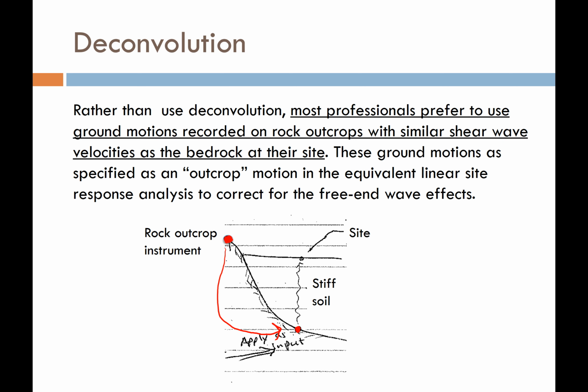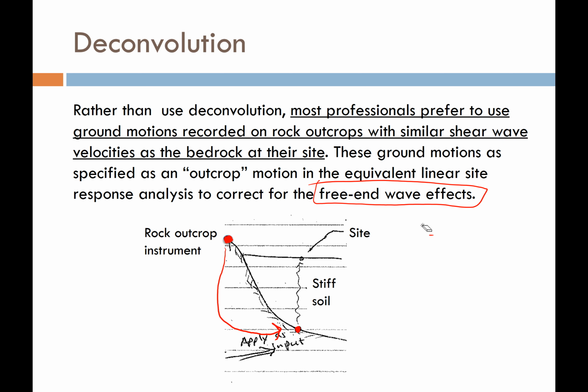I just have to specify in the site response software that I'm dealing with an outcrop motion so that it can correct for the free end wave effects. You'll recall that on the free end of a rod where we have a wave going through it, the amplitude is 2 times the incident amplitude.